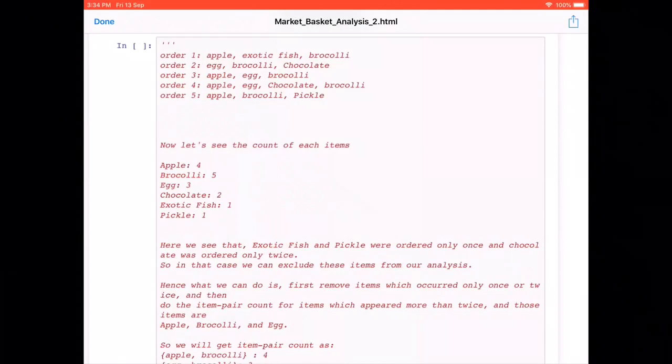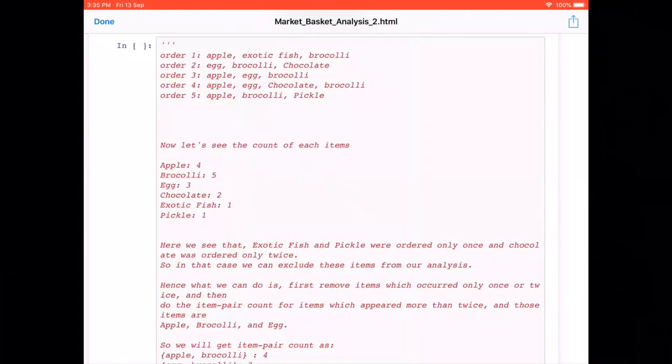Say for example we have 5 orders, and you can see the different items that have been ordered in each of those orders. In order 1, we have apple, exotic fish, and broccoli, and in order 2 we have egg, broccoli, chocolate, and so on. Now I want to count the different items that have been ordered and how many times. Apple has been ordered 4 times, broccoli 5 times. In fact, all the orders have broccoli in them. We have egg 3 times, chocolate 2 times, exotic fish only once, and pickle only once.